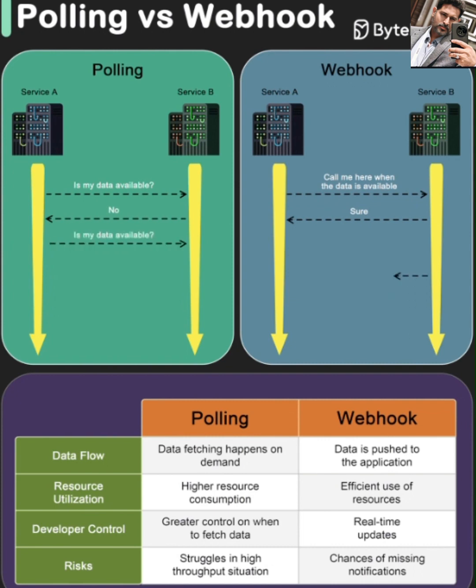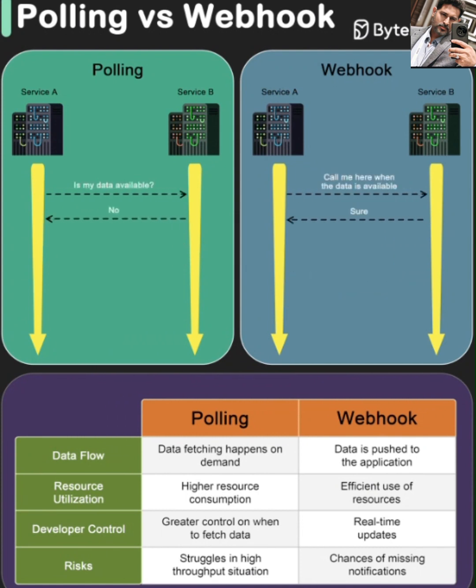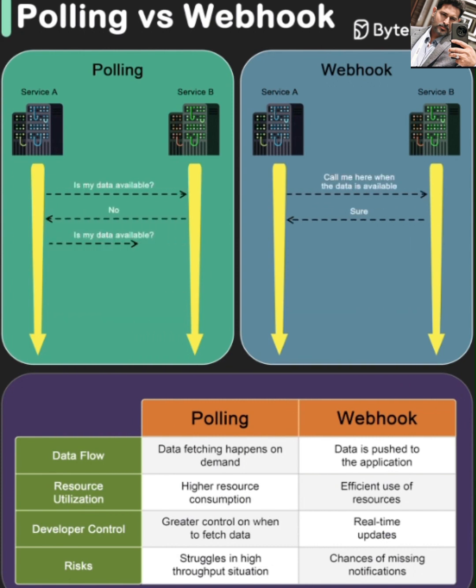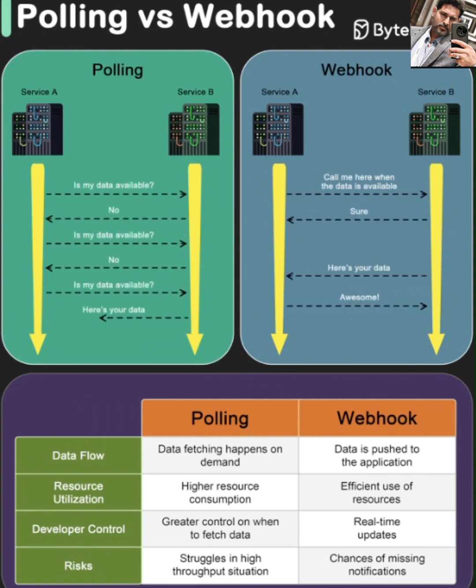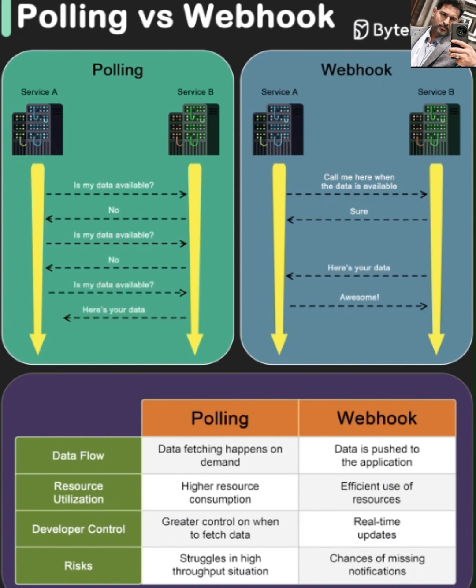Think of polling like this: your application constantly asks the external service, "Hey, do you have anything new for me? Anything new now? How about now?" As the diagram shows, with polling, data fetching happens on demand. Your application initiates the request at fixed intervals. The downside? This approach can be resource-intensive and inefficient. You're constantly using resources to ask for updates, even when there aren't any.